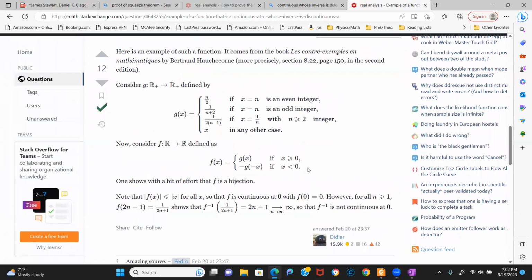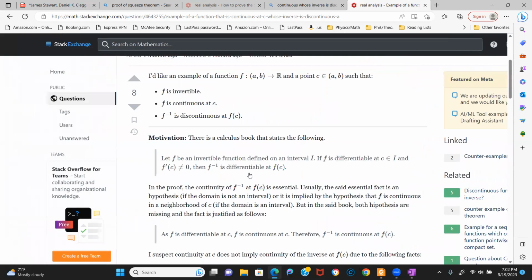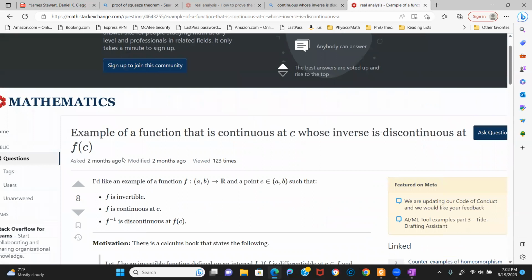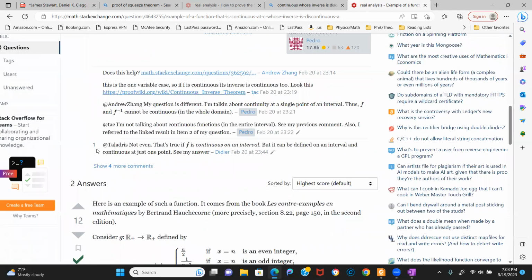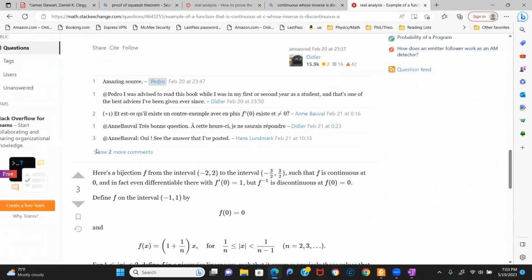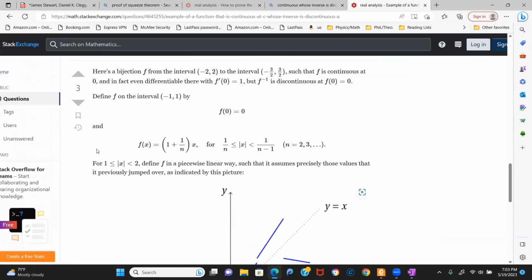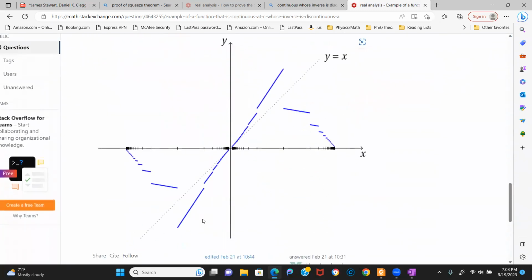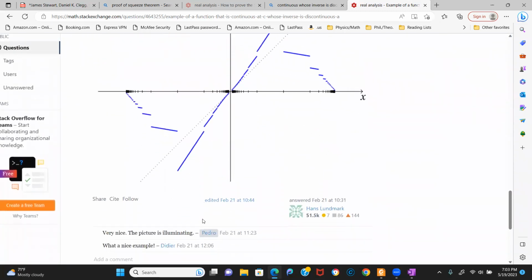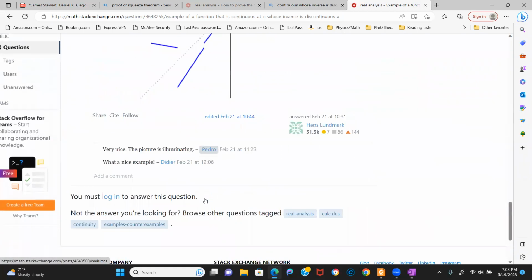All right. Anyways, if you search for this, just example of a function that is continuous at c whose inverse is discontinuous, you can read through these details if you're interested. Maybe I will, because this is kind of interesting actually. Wow, this is a really weird example. Here's another guy. This is another example. This is a nice example.